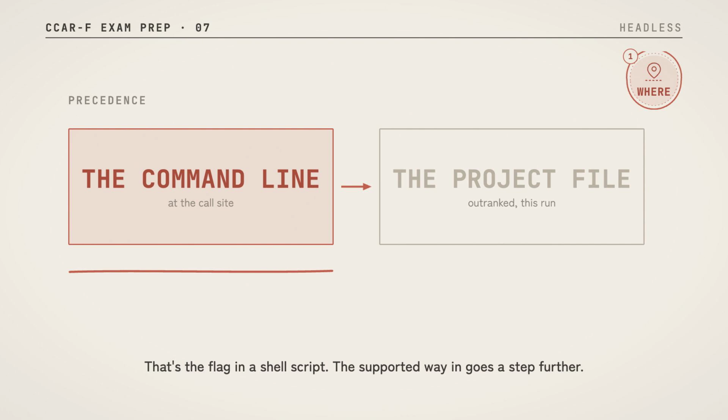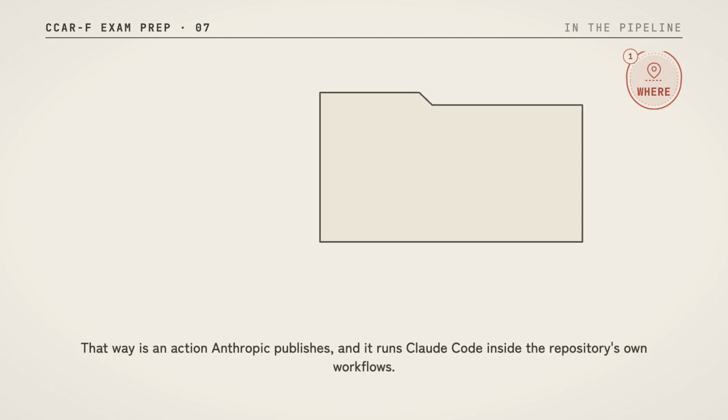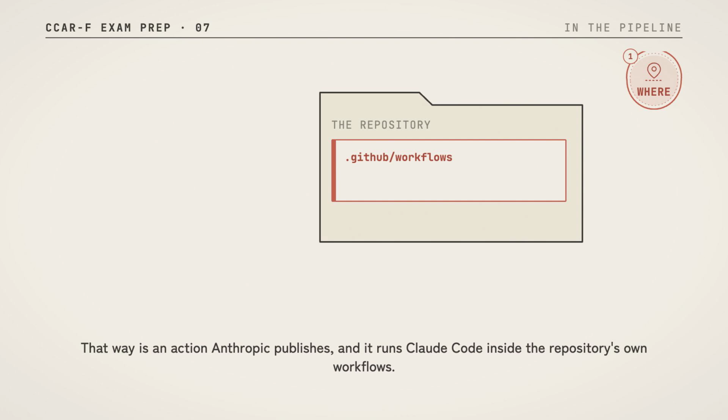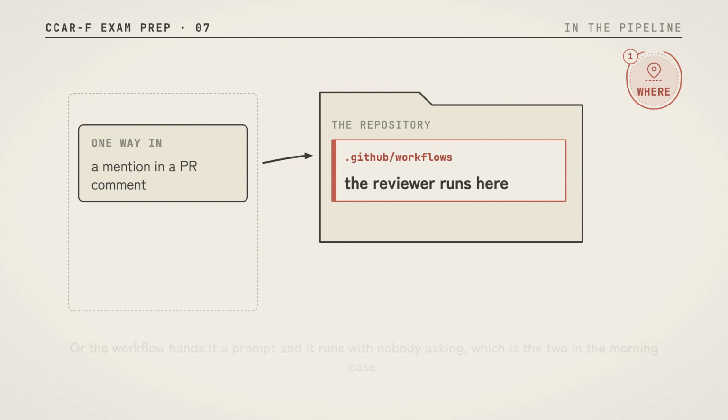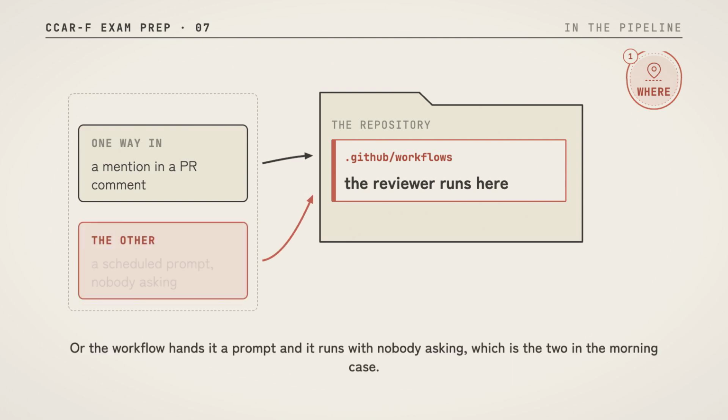That's the flag in a shell script. The supported way in goes a step further. That way is an action Anthropic publishes, and it runs Claude Code inside the repository's own workflows. Mention Claude in a pull request comment, and it analyzes that code in the thread, makes changes, and can push commits. Or the workflow hands it a prompt, and it runs with nobody asking, which is the 2 in the morning case.